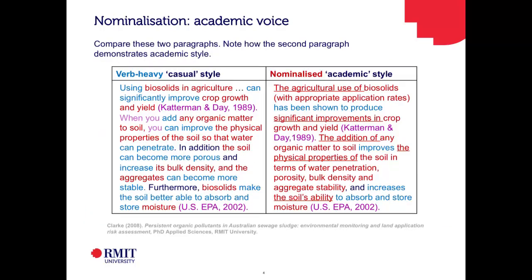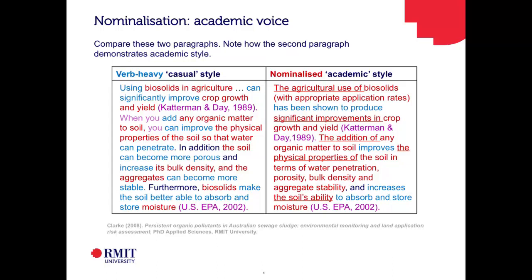Compare these two paragraphs. In the paragraph demonstrating casual or informal style, notice that there are more verbs that are marked in blue, and the personal pronoun you is used. We understand this writing to be addressing practitioners, doers, such as farmers or agricultural scientists.